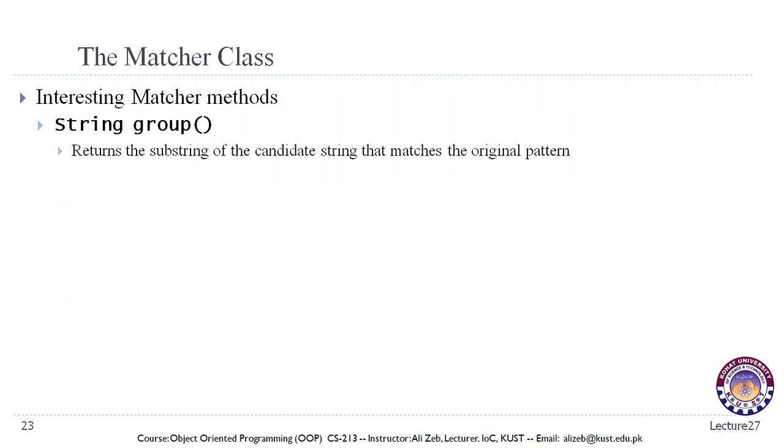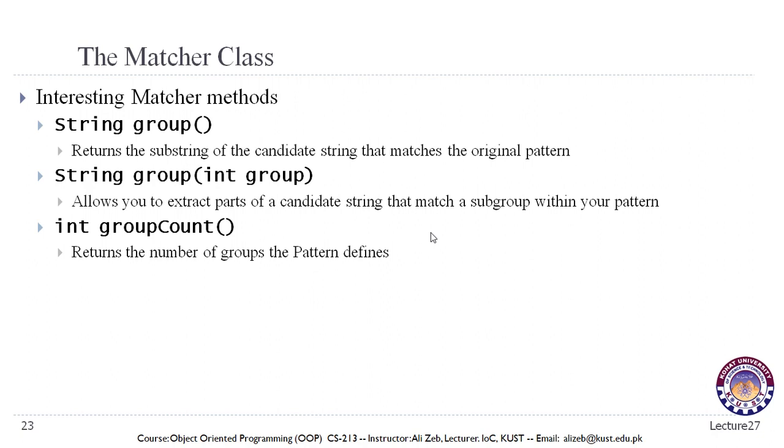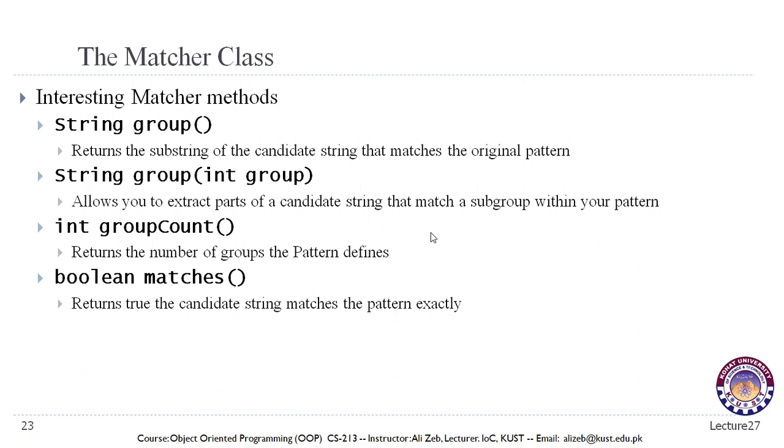String group returns the substring of the candidate string that matches the original pattern, and we'll see some examples of this in a while as well. Group with an integer allows you to extract part of a candidate string that matches a subgroup within your pattern, and we will see an example of this as well. We can select a number of groups from our given string or a number of subgroups within our pattern. groupCount returns the number of groups the pattern defines. Boolean matches returns true if the candidate string matches the pattern exactly.